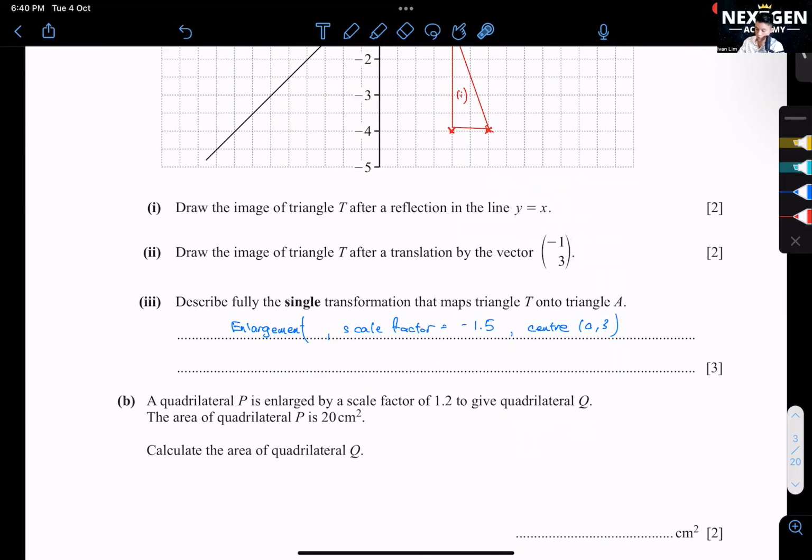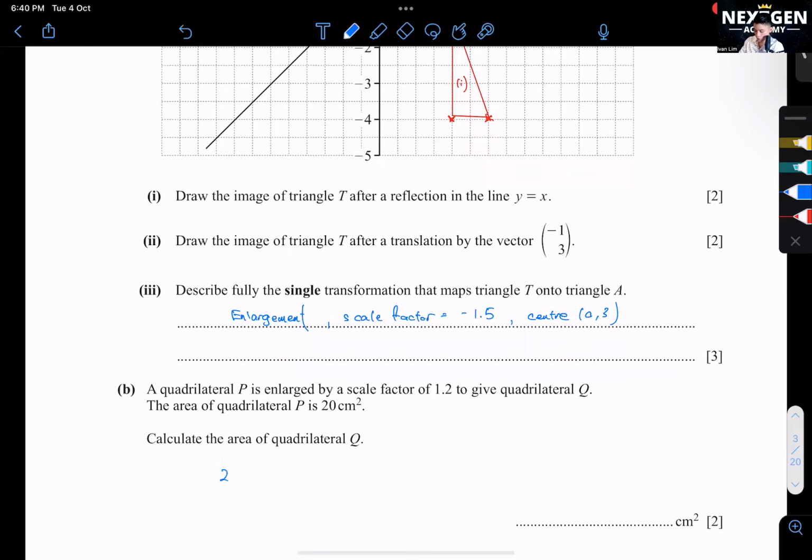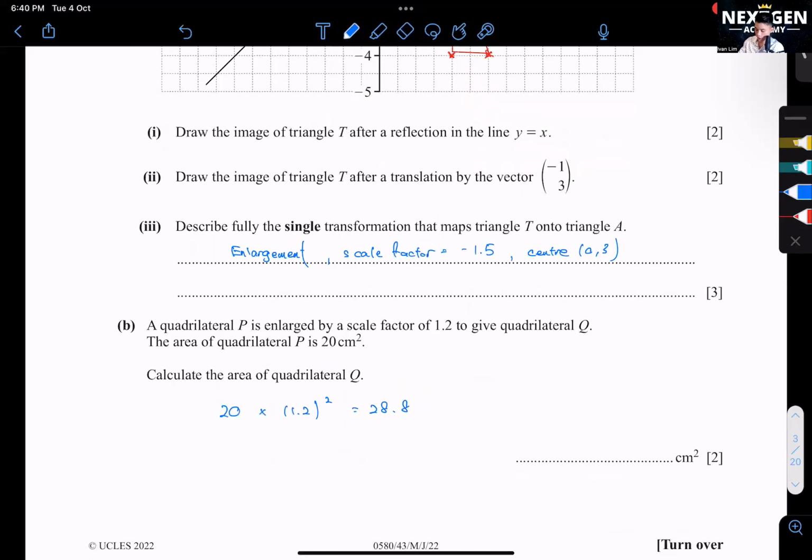So this one you see, they say original is 20, so 20 times 1.2. The scale factor is 1.2. But because we are comparing with area, you need to do 1.2 squared. You got to remember this formula. Then you get 28.8 cm squared. If length compared with length, then you just times 1.2.